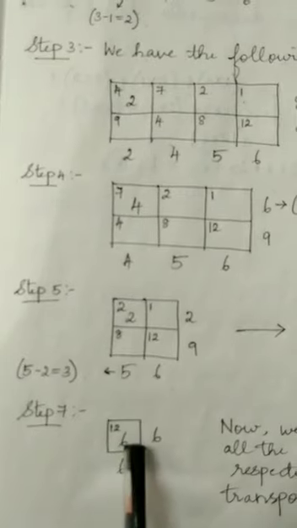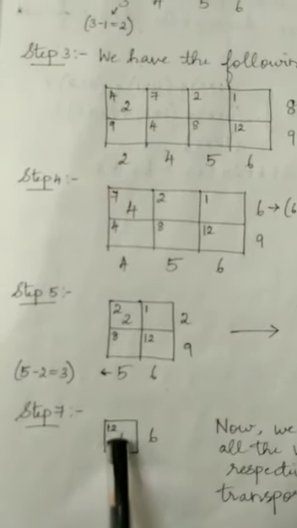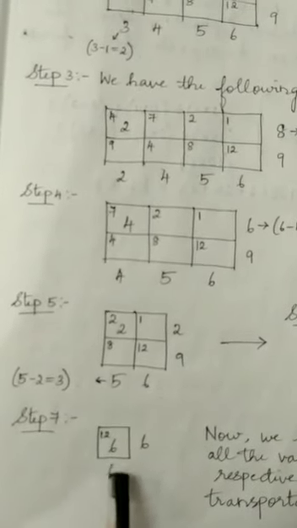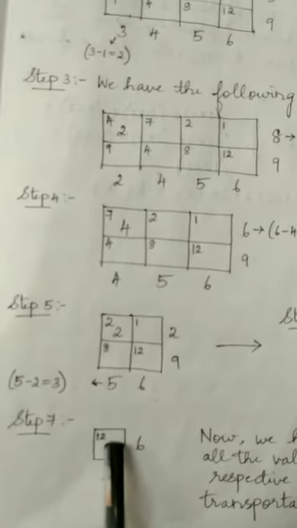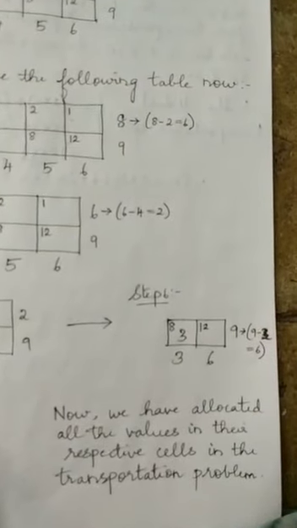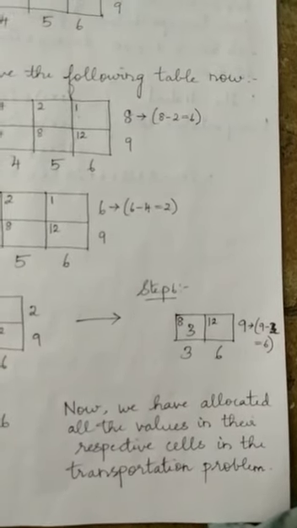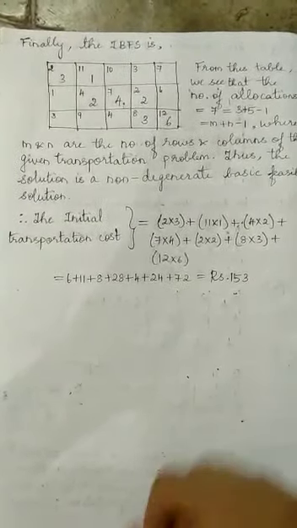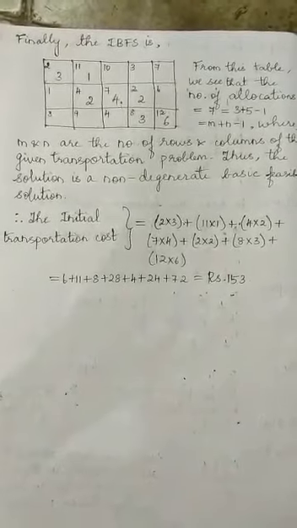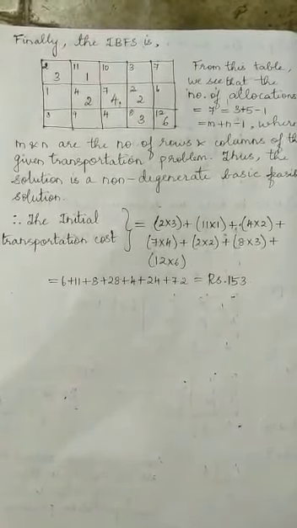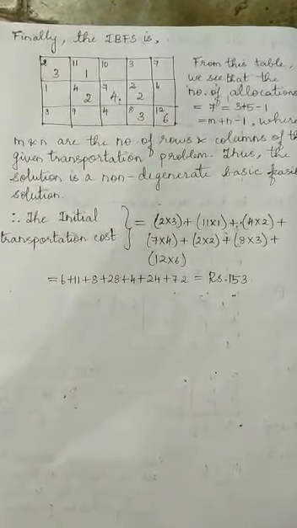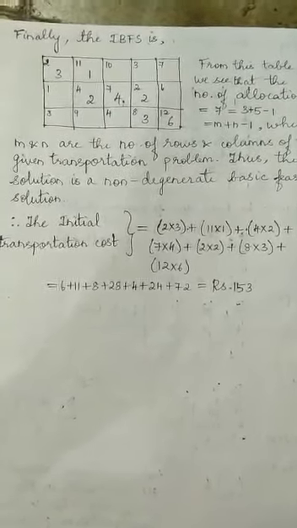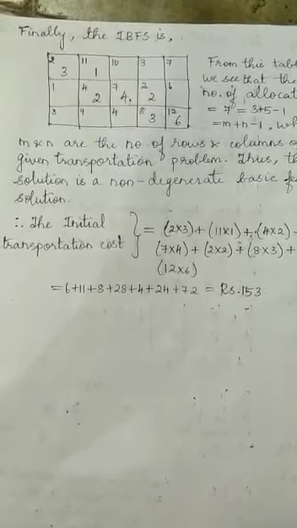So there is no other option other than accommodating inside that cell. So we've got both the values equal, 6 and 6. So that is only the minimum which is going to be placed inside. So now we have allocated all the values in their respective cells in the transportation problem. So finally the IBFS is presented as follows. So now I've drawn the given transportation table with all the questions which were given, with all the accommodations we did in all the 7 steps inside each cell.